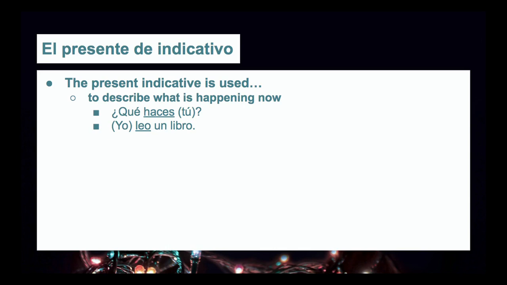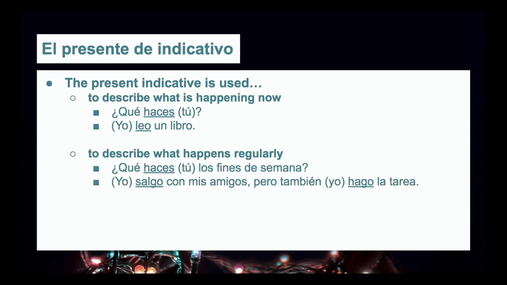The second context in which we use the present tense is to describe that which happens regularly. For example, ¿Qué haces tú los fines de semana? Yo salgo con mis amigos, pero también yo hago la tarea. All the verbs haces, salgo, and hago are in the present tense.